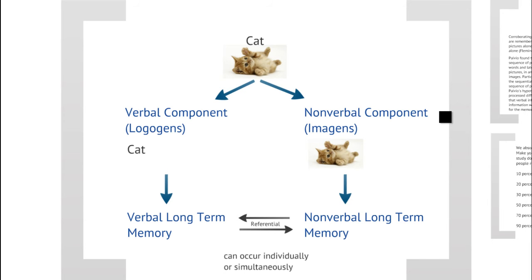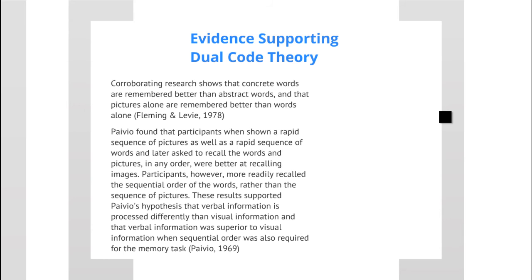You might just remember the word cat, or you might just remember the picture of the cat. It's also possible you could remember both. What dual code is saying is that the more information you have, in a sense, when you have a verbal component and a nonverbal component, you're much more likely to remember it than if you only had one. And there is multiple evidence supporting this, as you can see on this slide.